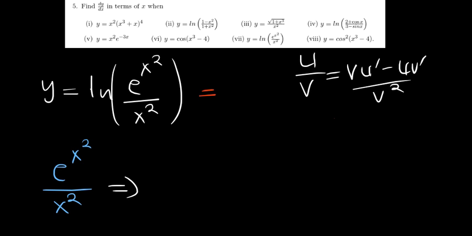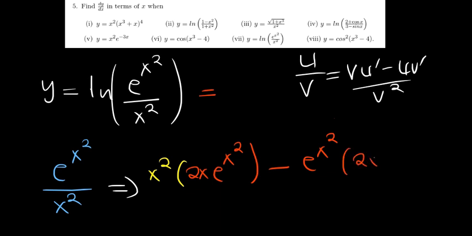So our v is what's on the bottom. So we have x squared. Now u prime, which is the derivative of whatever is on top, you say it multiplied by the derivative of the power. Derivative of x squared is 2x. So I have 2x attached to the exponential. The exponential, the power doesn't change. And then minus u. U is e to the power x squared. And then v prime. V prime, the derivative of x squared is 2x. Divided by v squared, which is x to the power 4. Right. Okay.